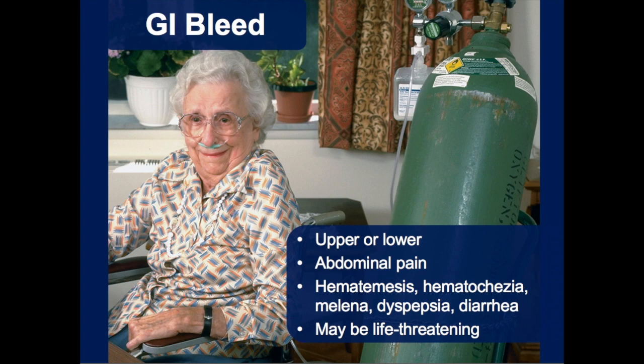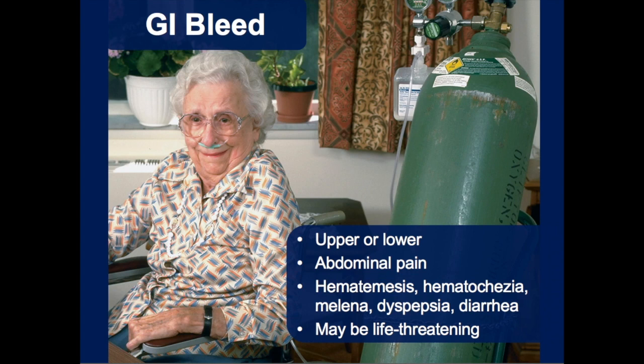All right, so GI bleeds. A GI bleed is a pretty common problem and can be potentially life-threatening, especially in the elderly population. And a GI bleed can occur anywhere along the digestive tract, so anywhere from the mouth to the anus, so the upper GI tract to the lower GI tract. And it might not be really obvious where the blood is coming from along that GI tract.